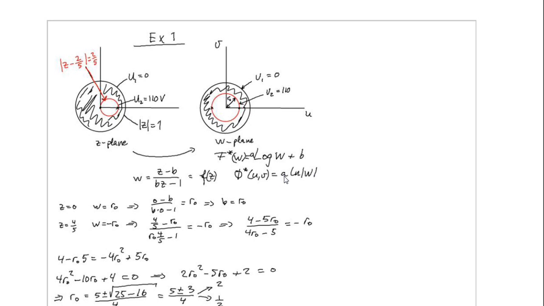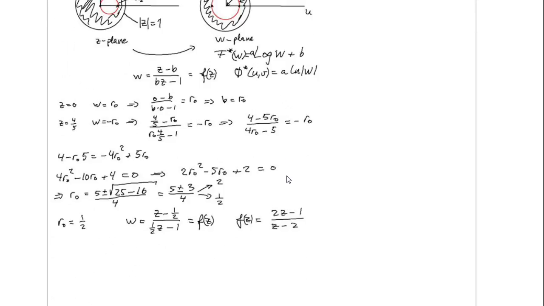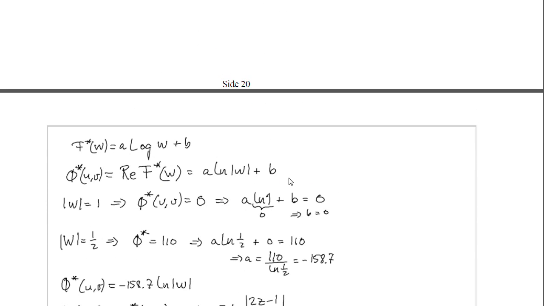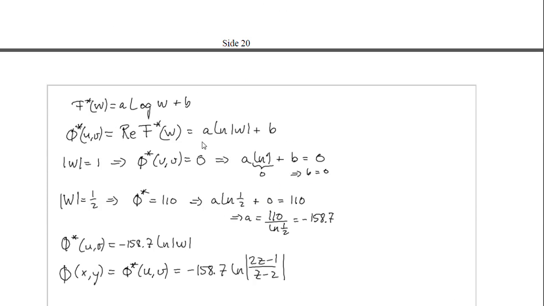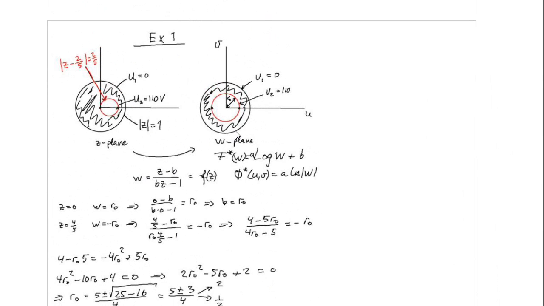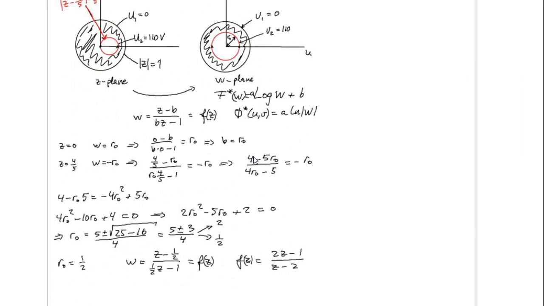So what we are now going to find is the value of A. In fact, we have to find the value of B also. Here we have it. We know that for the absolute value on the outer circle, which is given by the absolute value of W equal to 1, the solution should be equal to 0. Let's go back and verify this. So on the outer circle here, the potential is equal to 0.